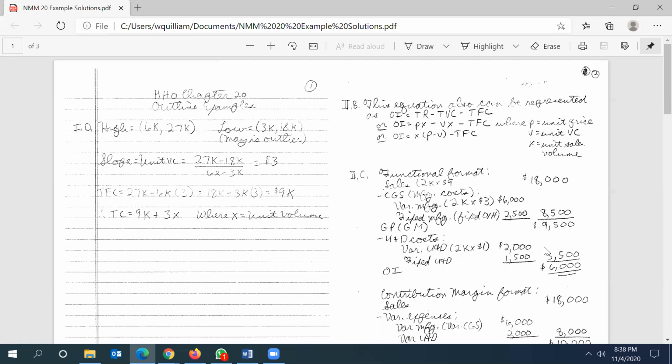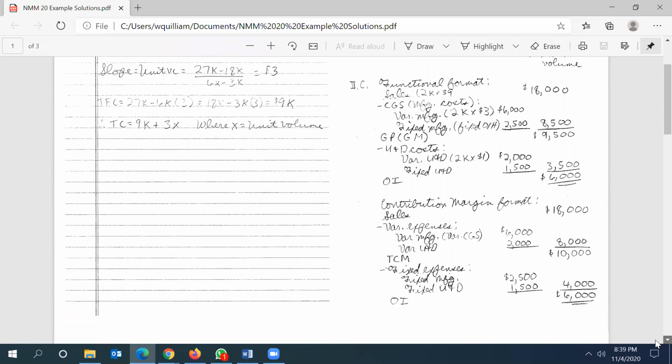Then I subtract the other way costs behave as upstream and downstream, again also known as selling and administrative or operating costs. Again, some are variable, so 2,000 units times $1 a piece, 2,000 bucks. Some are fixed, we're told 1,500. We know fixed will not depend upon volume. So that's a total of 3,500 of upstream and downstream costs. We subtract, we get operating income of $6,000.